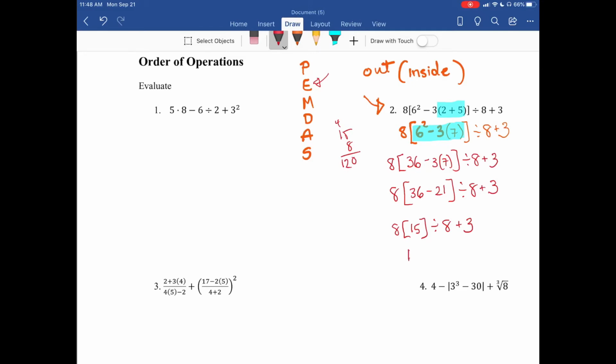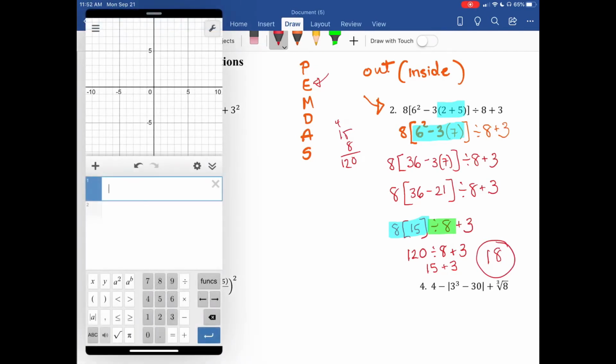120. Now, why did I do that first? I did that because I now have multiplication followed by division. So 120, drag, drag, drag, and then 120 divided by 8. Well, I just did 15 times 8 is 120. So look at that, I'm back to 15 plus 3, and we're at 8. So we get 18.